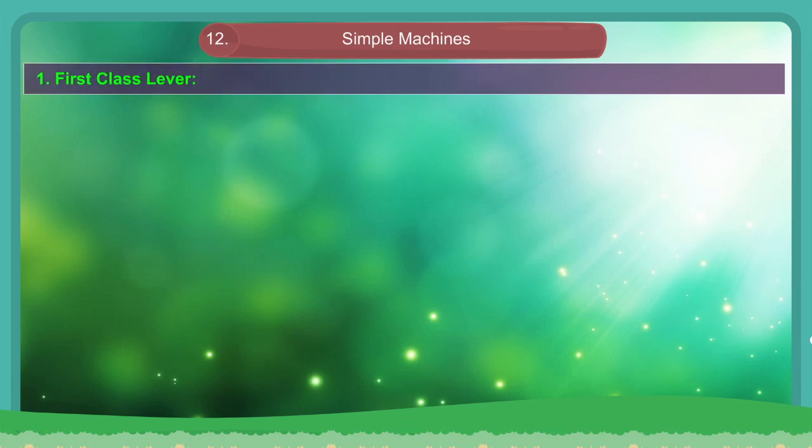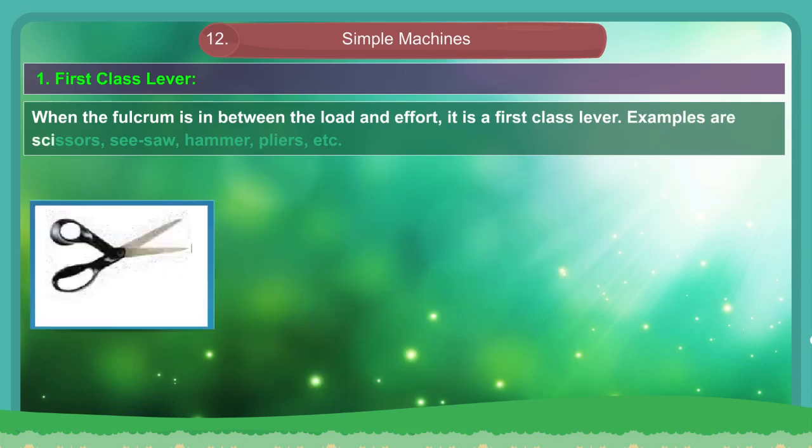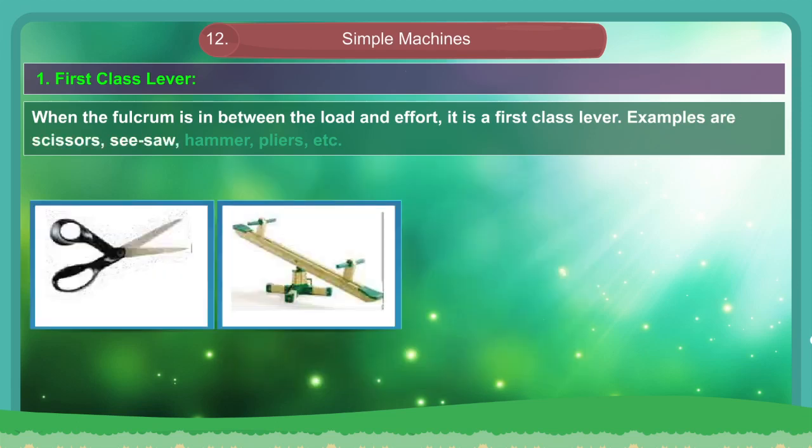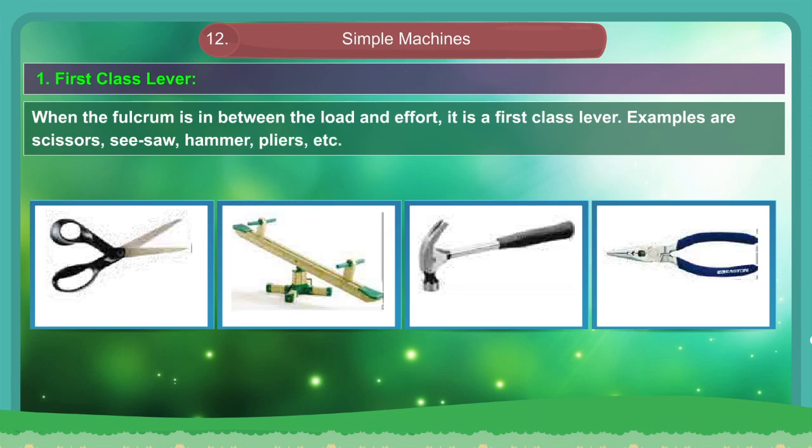1. First class lever. When the fulcrum is in between the load and effort, it is a first class lever. Examples: a scissors, seesaw, hammer, pliers, etc.